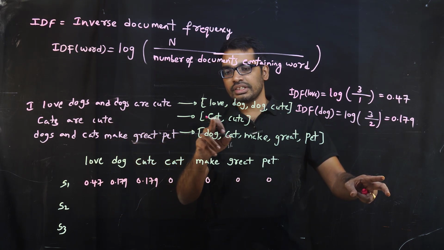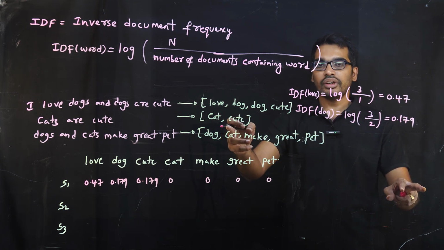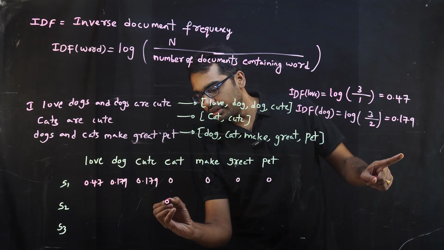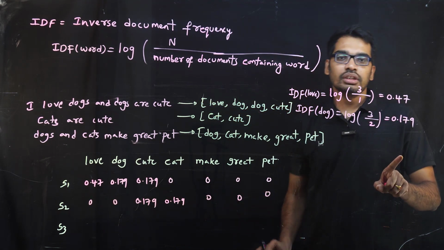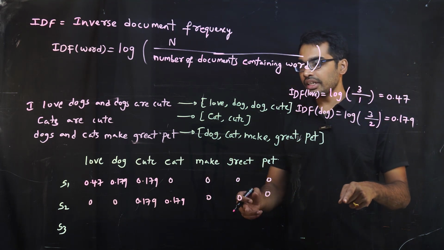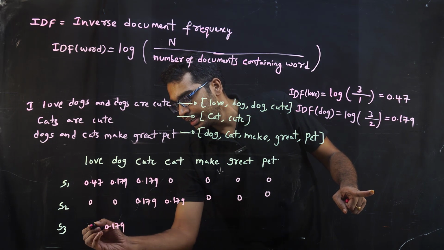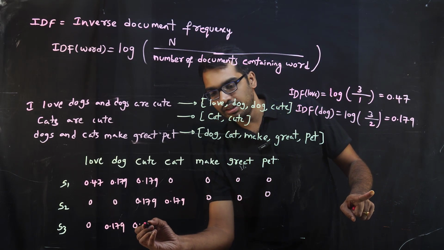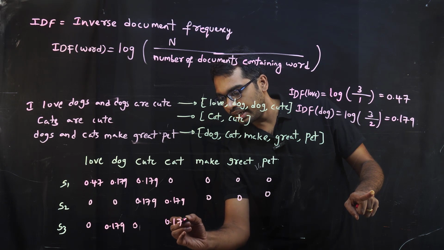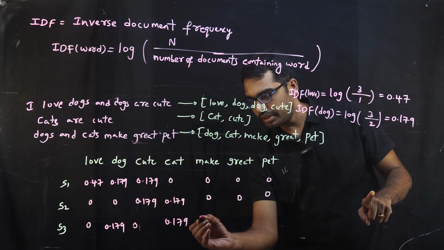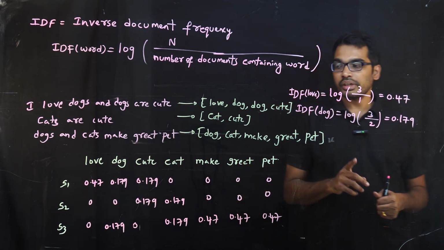And then we have sentence 2, which has cat. Cat is log of 3 divided by how many documents have it, so 2 documents have cat, hence log of 3 by 2, which is 0.179. Similarly cute also 0.179. So 0, 0, 0, 0 and 0, right? So now this is how it looks, right? And then for document 3, dog appeared in 2 documents, and log of 3 by 2 will become 0.179, and this will become 0. Cute we don't have right now. Cat we have, similarly 0.179. Make is in only 1 document, so it becomes 0.47, 0.47, 0.47, because each appears in only 1 document.